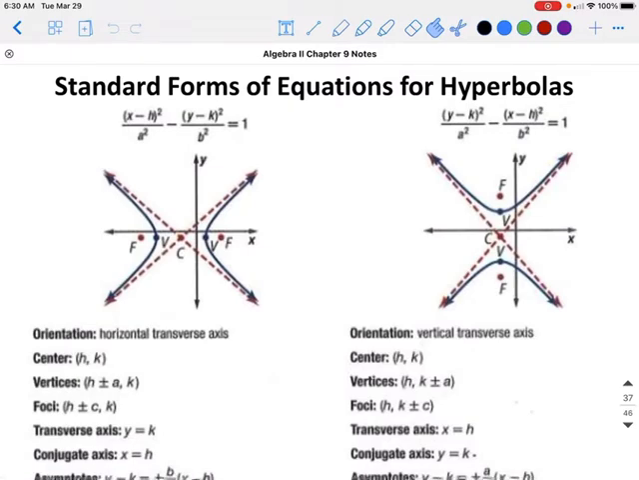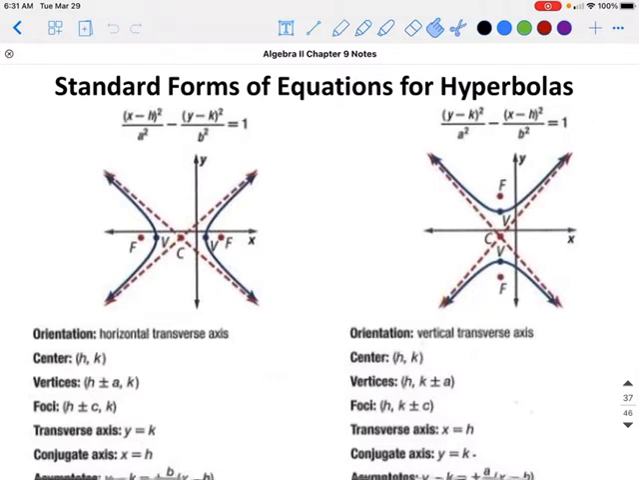So how to tell the difference between an ellipse and a hyperbola? On an ellipse, you are adding. On a hyperbola, you will be subtracting. Another difference between ellipses and hyperbolas is on an ellipse, the a squared is always your larger value. On a hyperbola, a squared is just going to be whatever comes first. So even if the first denominator is smaller, it is still your a squared.